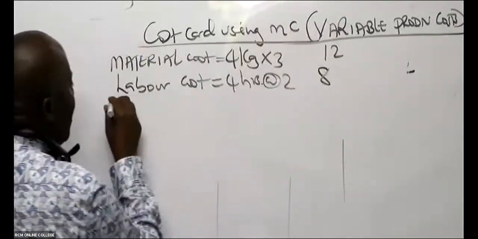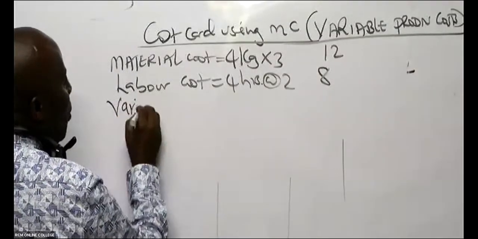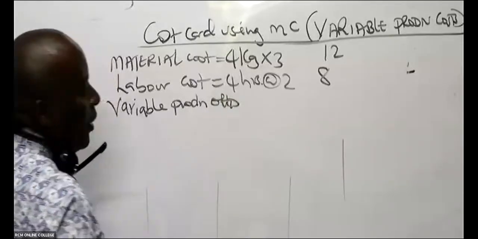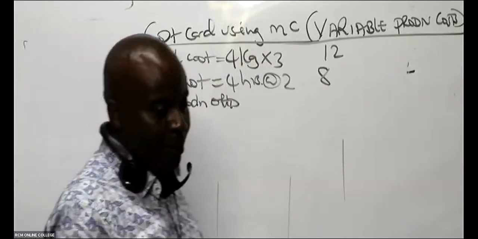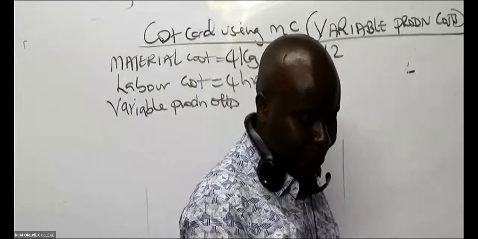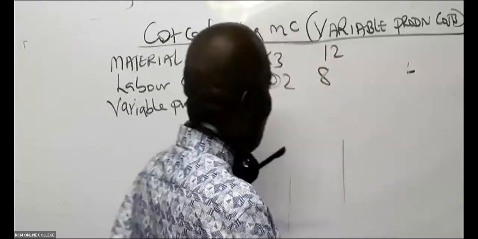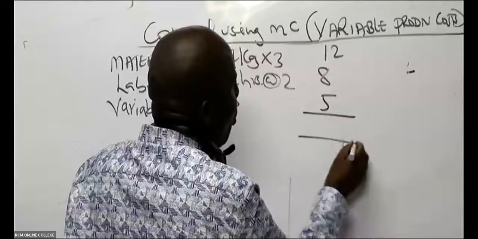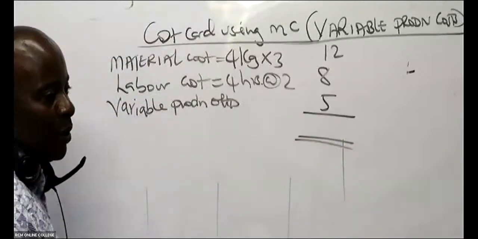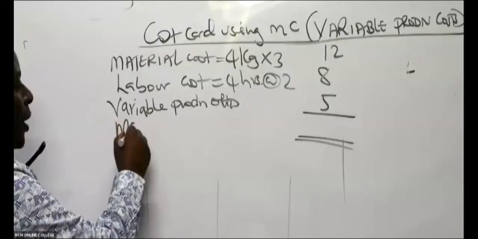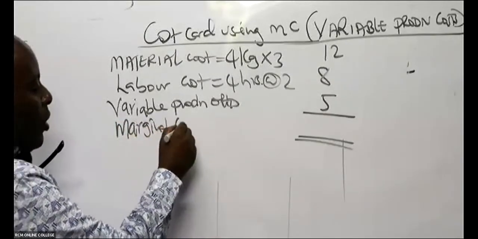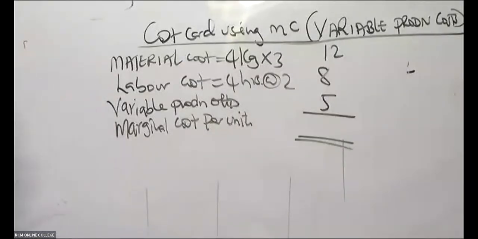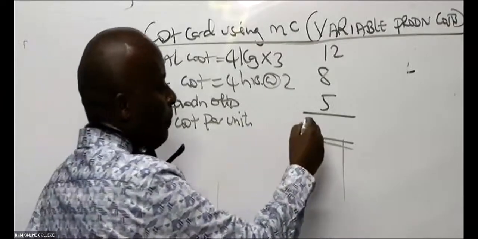From there, we are very categorical regarding the overhead, that we are only picking the variable production overhead, isn't it? So variable production overhead is how much? 5 per unit, isn't it? And that is it. If it's marginal costing, our cost card is over. Yeah, this is the marginal cost per unit produced, which will end up being how much here, somebody?